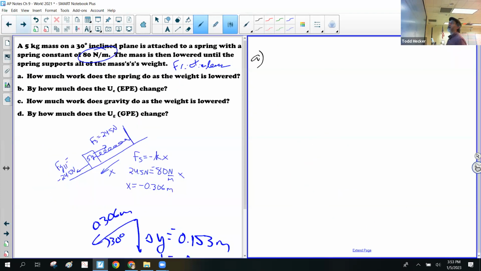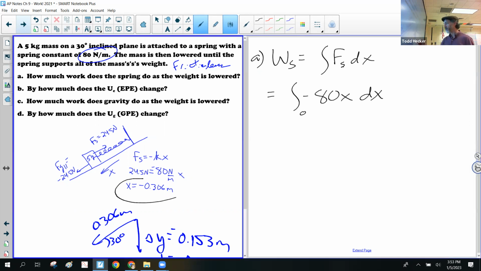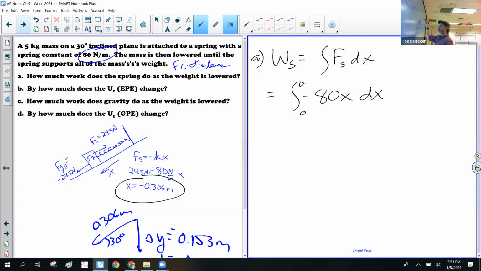So here we go, part A. The work done by the spring, remember the force of the spring is not constant. So that's equal to the integral of the force of the spring with respect to the position, which is equal to the integral of negative 80x dx, and the spring gets stretched from a relaxed state to a distance of 0.306 meters. If you want to be really particular, technically it is negative, okay?